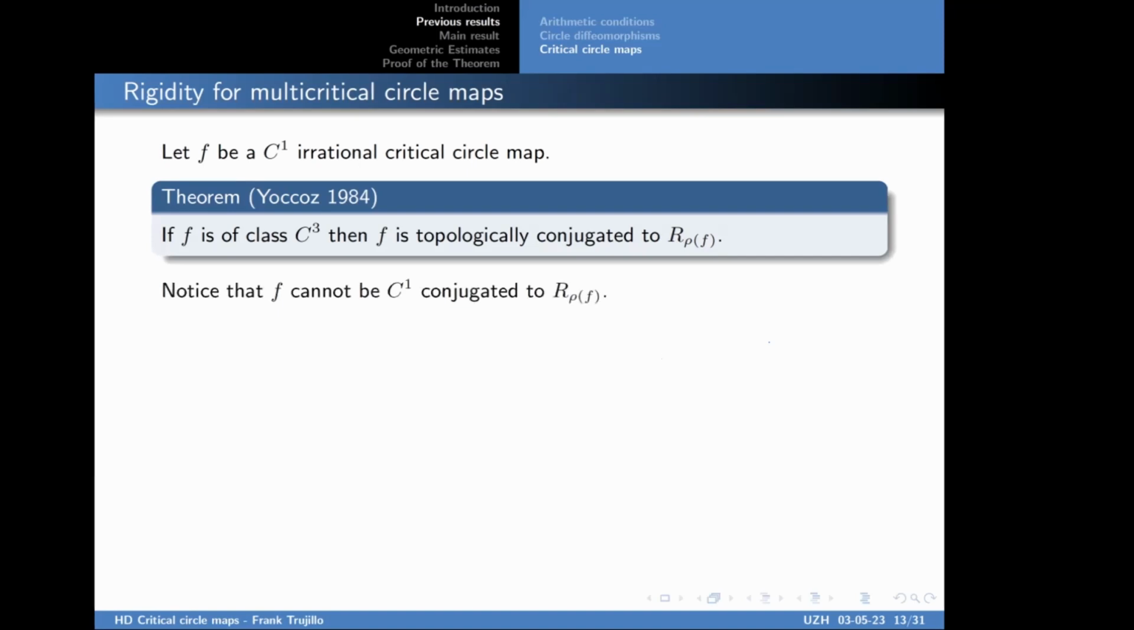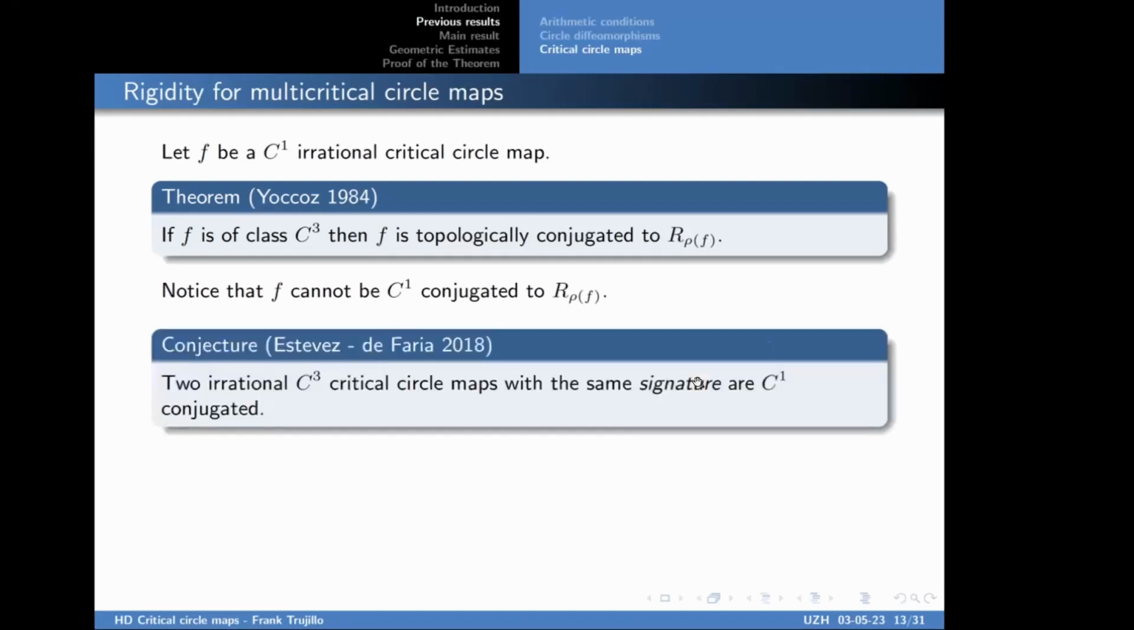Why? Because on one side I have critical points, on the other side I don't. So I cannot expect it to be C1 conjugated. So I cannot expect to understand the regularity that easily as we did before in the circle diffeomorphism case. In this case, this rigidity property takes a different flavor. Here, what you can ask is, if you have two critical circle maps that are C0 conjugated, so for example, they have the same rotation number, when are they C1 conjugated? And actually, this is a very important conjecture.